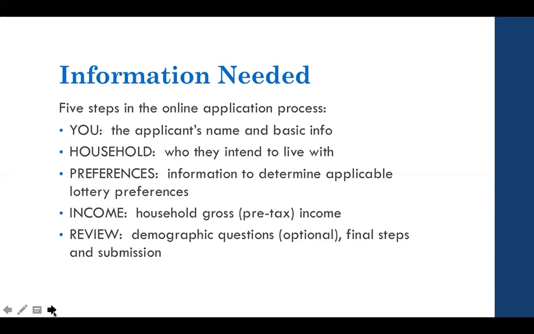The next portion is income, and lastly we have review, where an individual can go through and edit any information that they see necessary, and also answer some demographic questions, which, while optional, are recommended to fill out just so that the city gets a better sense, through the data that they're collecting, about who is accessing this tool and who is finding housing through Dahlia, and then submission. So, quick 5 steps for this application process.